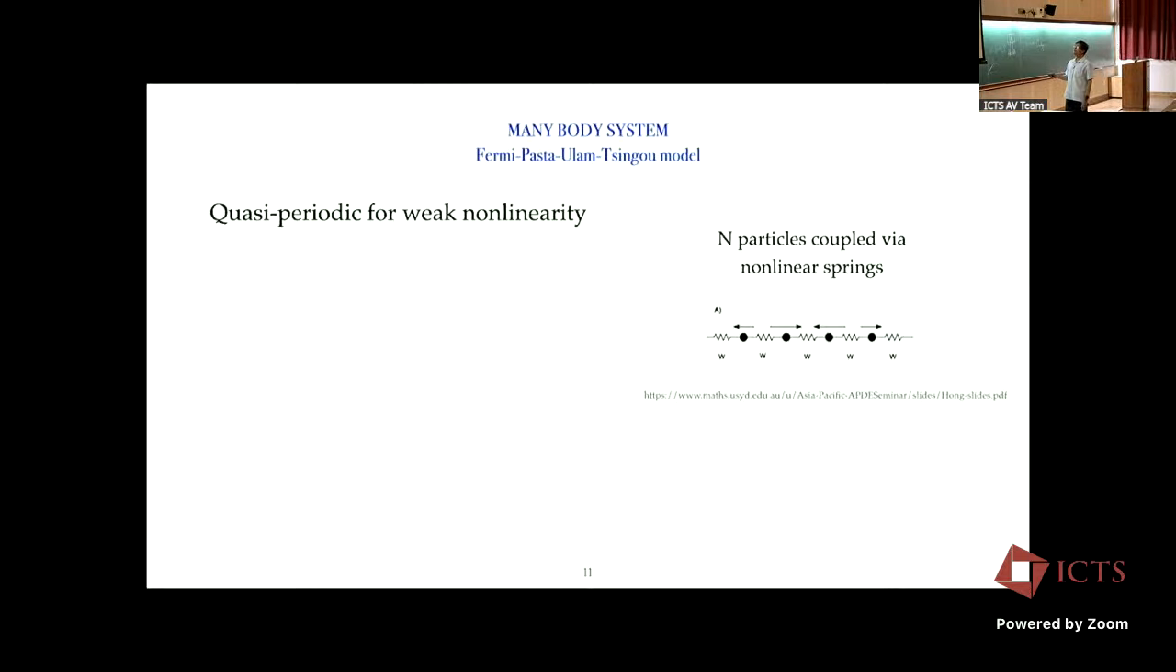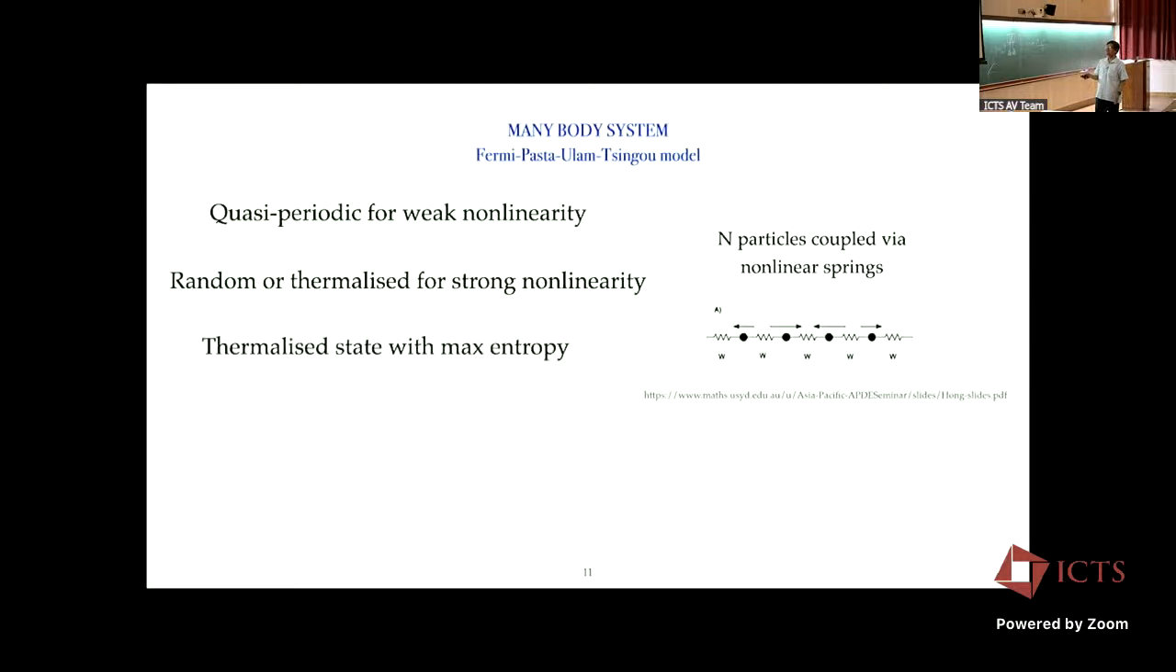So for weak interaction, where the x cubed term is weak compared to kx, it's quasi-periodic for weak nonlinearity. But if the interaction is made stronger, it's random and thermalized. Okay, that is a claim; some papers dispute it. I think it's still an open problem, and there are some experts in the audience. But let's take that as a generic scenario. So if I make this system nonlinear, with a large number of springs and particles, then the system goes towards randomness.